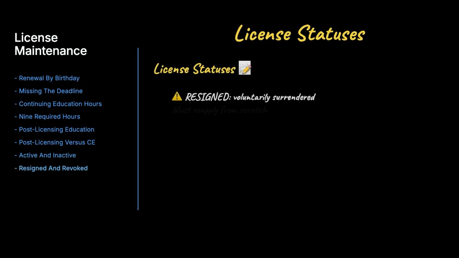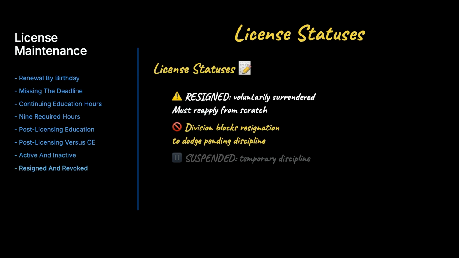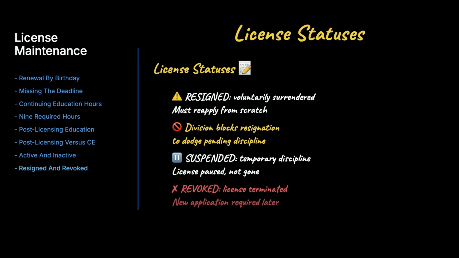2 more statuses to know. A resigned license is voluntarily surrendered and out of your possession. Returning often means reapplying from scratch. Importantly, the division can refuse a resignation offer to dodge pending discipline, so you can't escape charges by quitting. Suspended is temporary discipline. Revoked terminates the license and forces a new application later.